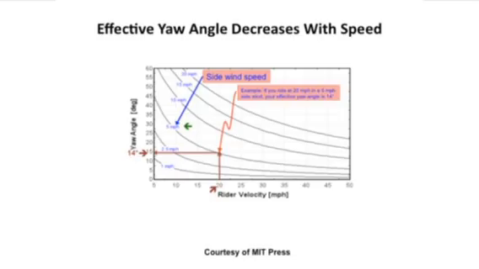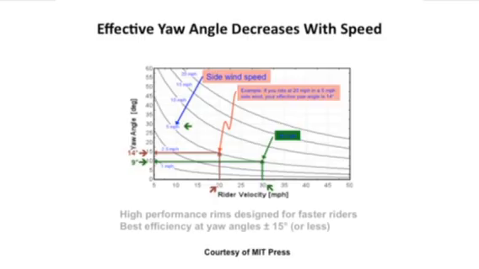On the other hand, if I increase my speed to, let's say, 30 miles an hour, I'm still at a 5 mile an hour side wind, the same amount of side wind, but my yaw angle, according to this graph, will reduce now from 14 degrees to about 9. And it's for this reason that high-performance rims are designed for faster riders to work at the best efficiency at yaw angles of plus or minus 15 degrees, because fast riders, professional riders, and very high-end skilled non-professionals are going to ride fast enough that the effective yaw angle is going to be in most cases less than 15 degrees.